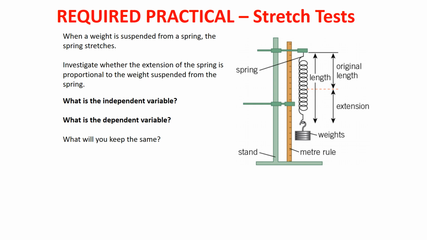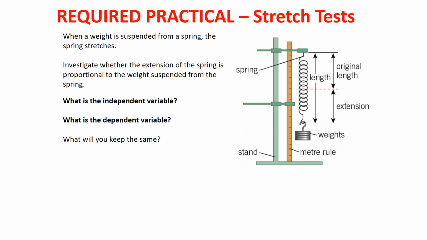Okay, let's move on. So the required practical, sketch out the equipment, okay, because this is often a 6 marker, and they want you to be able to explain how to do this. So pause the slide and sketch the diagram for me. Brilliant. So what we've got here is a spring, a clamp stand, a ruler, weights or masses, it doesn't matter which way around you call them. And here we've got the original length, and then the extension, and then the total length. So the original length and the extension equal the length, okay?